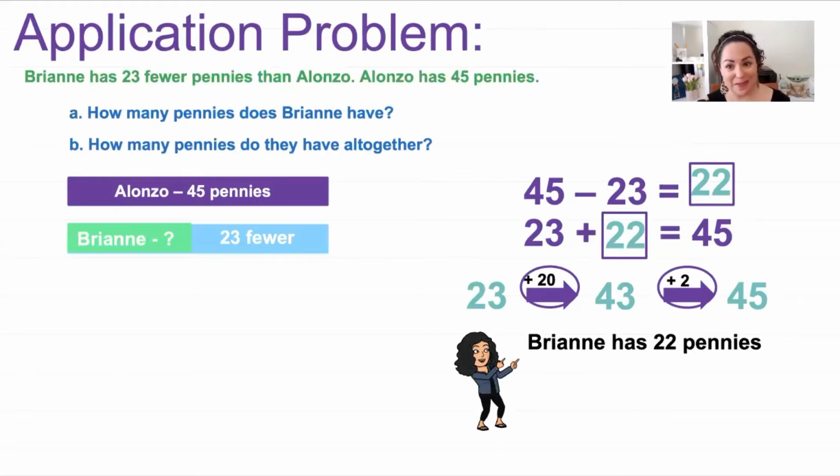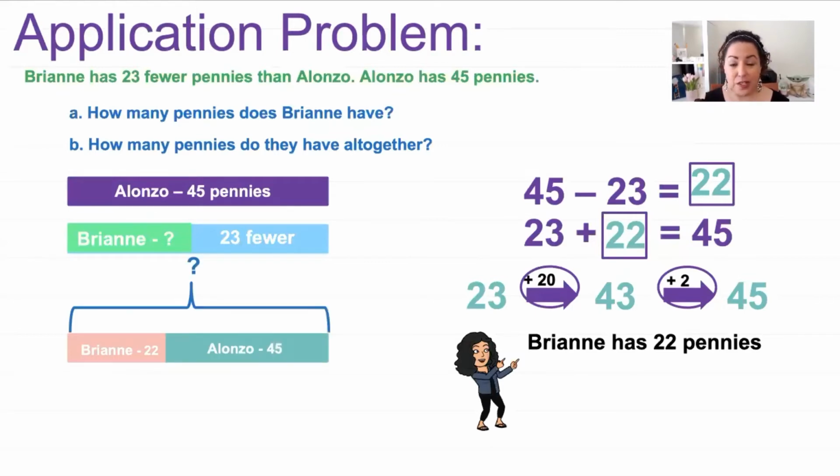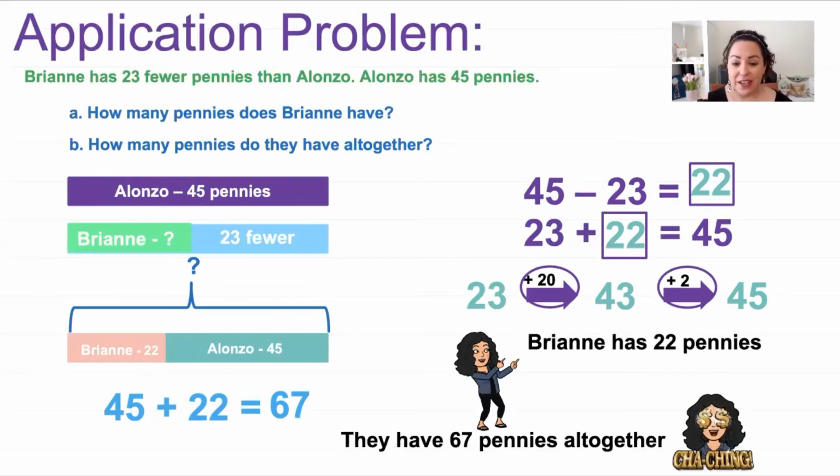Uh-oh, there's a part B. So let's go ahead and read that. It says, how many pennies do they have altogether? Well, let's talk about what we know. We know Brianne has 22. We also know that Alonso has 45. So we've got to figure out what those pennies equal together. So what we're going to do is we're just going to add those numbers. 45 plus 22. So 4 tens plus 2 tens is equal to 6 tens, and 5 ones plus 2 ones is equal to 7 ones. So that's 67 altogether. So they have 67 pennies all together.